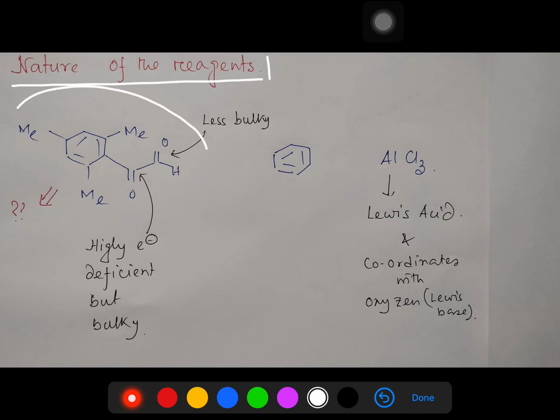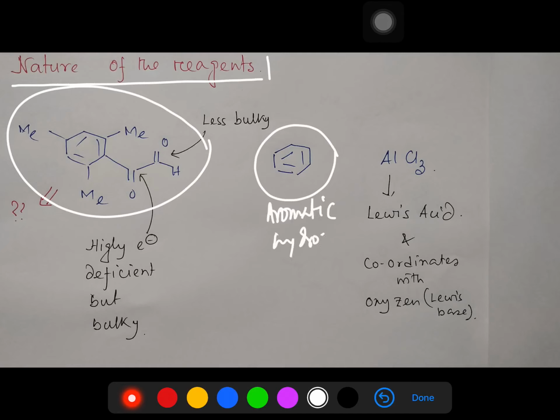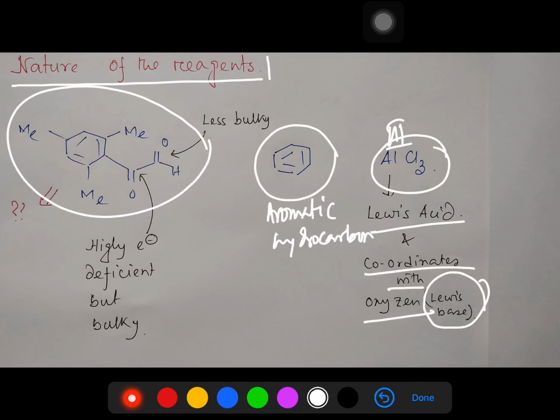First of all, this molecule. Second, benzene, a simple aromatic hydrocarbon. And the other is AlCl3, actually aluminium 3+, which can act as a Lewis acid because aluminium 3+ is electron deficient, and consequently it can coordinate with oxygen, which is a hard donor, meaning a Lewis base. So let's focus on this molecule.